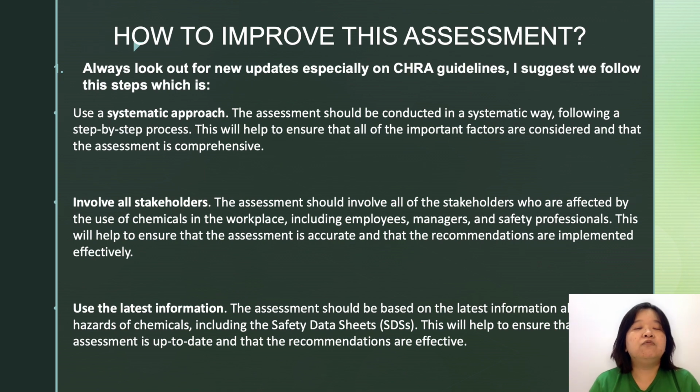Number two, involve all stakeholders. The assessment should involve all stakeholders who are affected by the use of chemicals in the workplace, including employers, managers, and safety professionals. This will help to ensure that the assessment is accurate and the recommendations are implemented effectively. Number three, use the latest information. Like I said, the assessment should be based on the latest information, such as hazardous chemicals, which includes the safety data sheet. This will help to ensure that the assessment is up to date and the recommendations are effective.